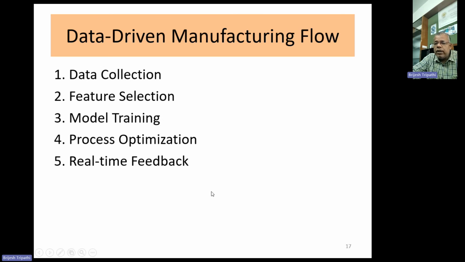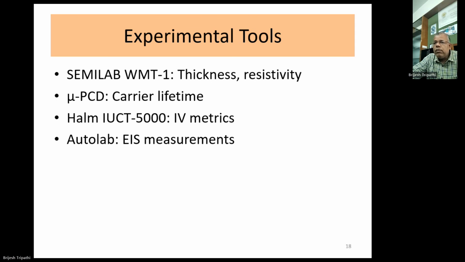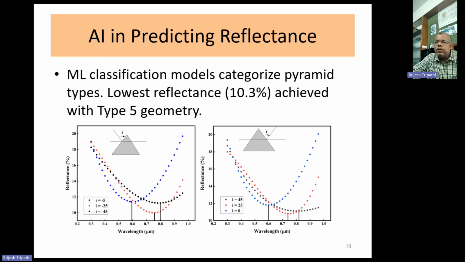That means part of the data we have used for training and a part of data we have used for testing. The data that is collected for training was done by using these instruments: SemiLab, WMT1 for thickness and resistivity, micro photoconductive decay, that is for carrier lifetime, HAM IUCT 5000 for IV matrix, current voltage measurements, and AutoLab we used for EIS, electrochemical impedance spectroscopy measurements.